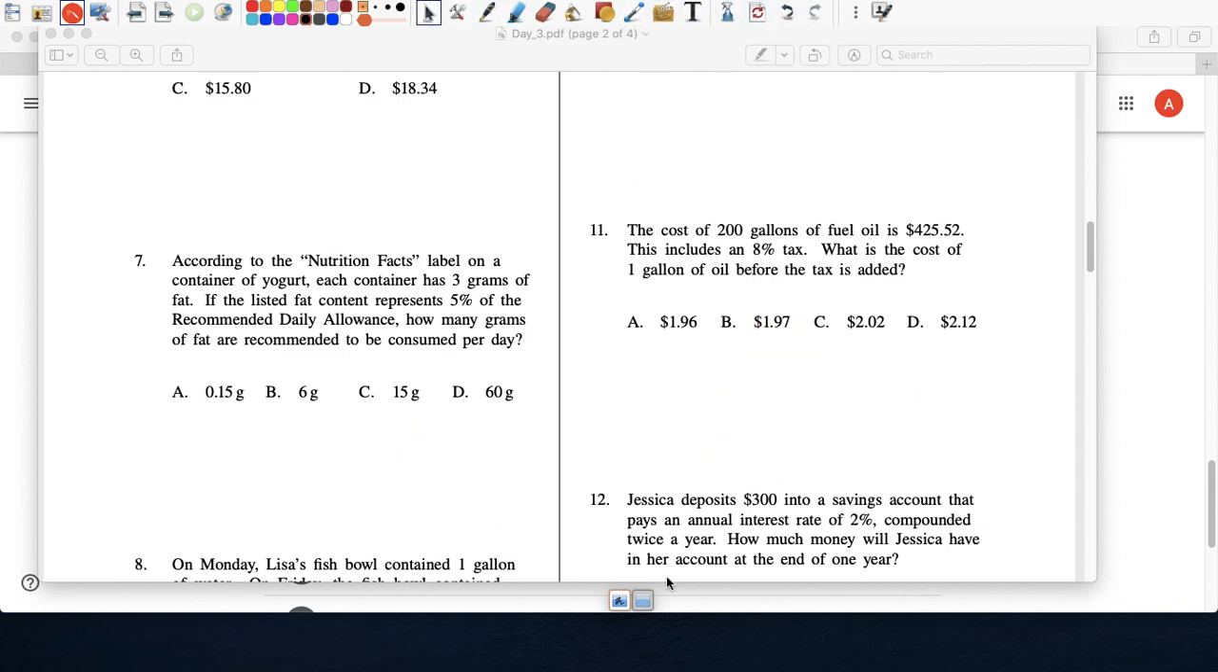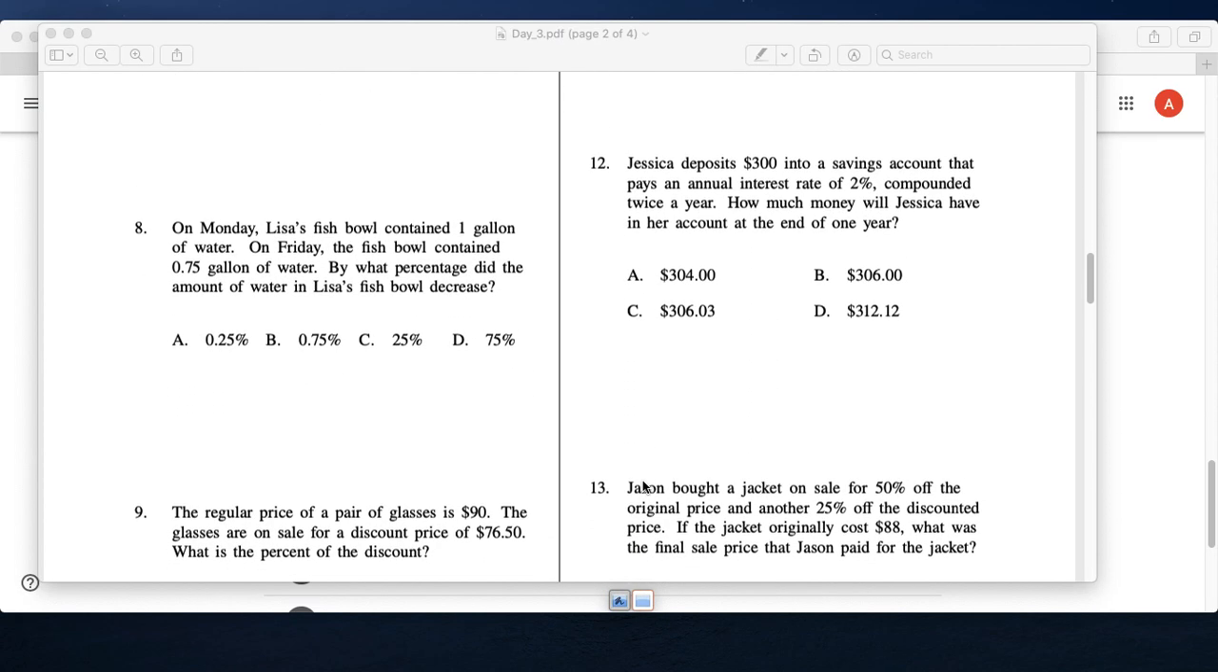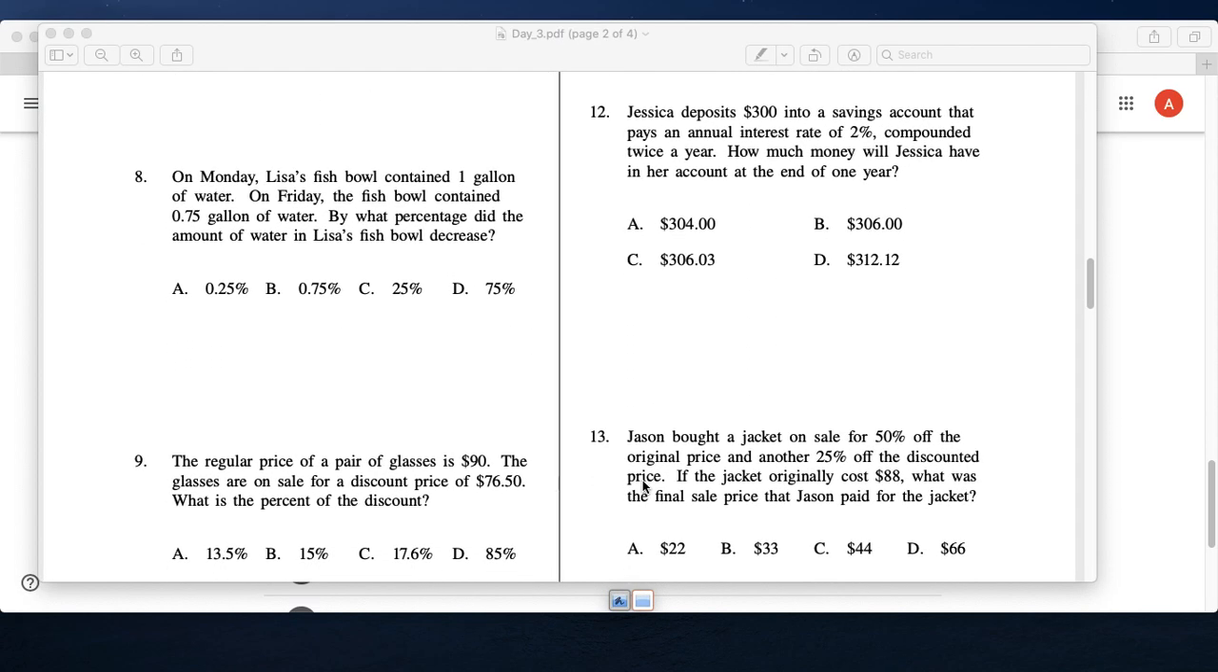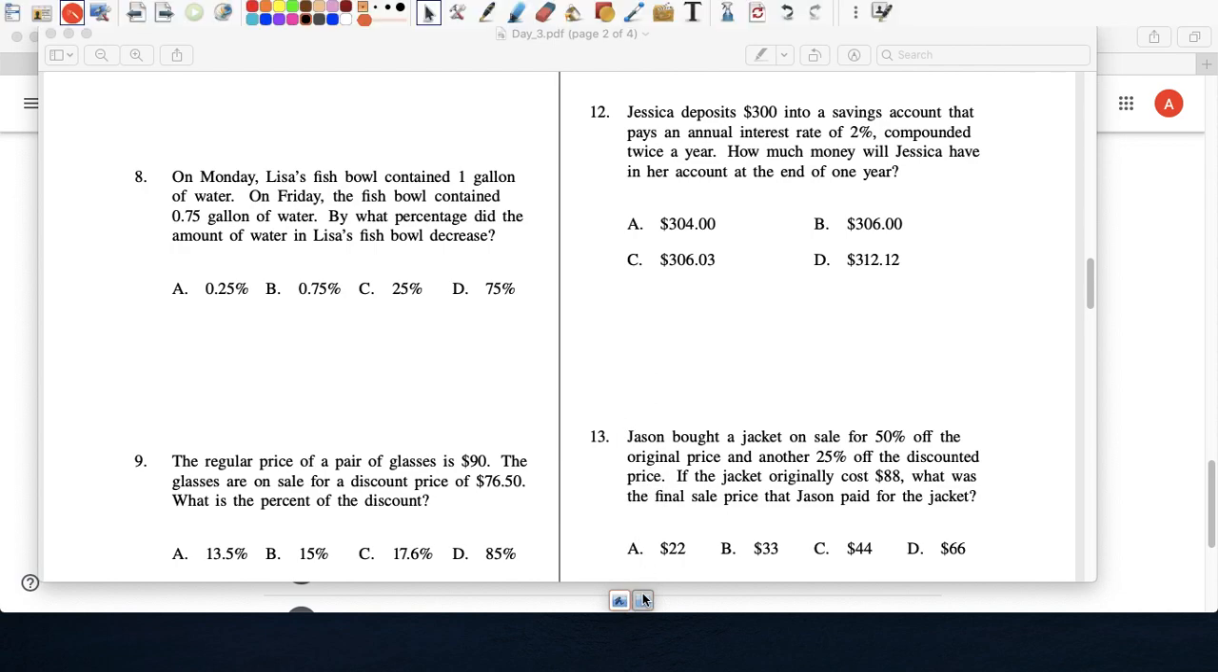Tricky question. I like that question. 12. Jessica deposits 300. Savings account annual rate 2%, compounded. Oh, ooh. See if I can remember this. A equals 1 plus, there you go.